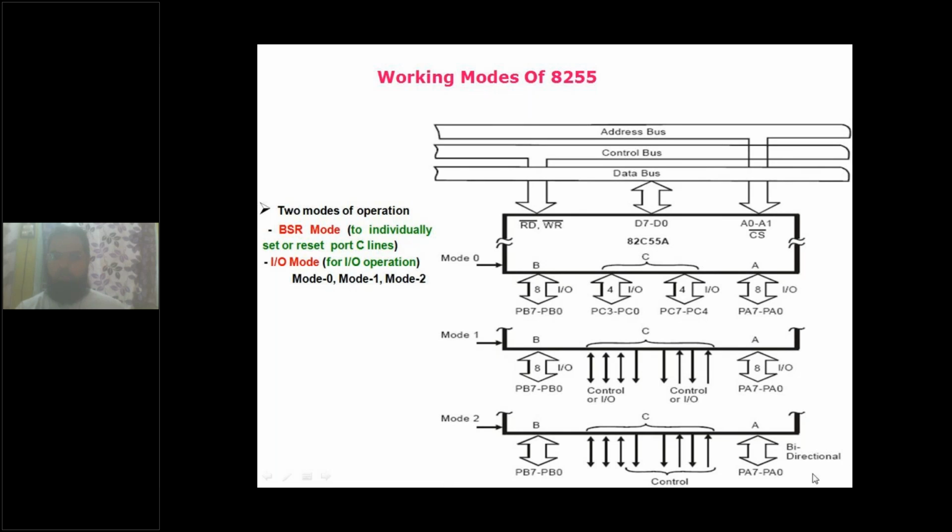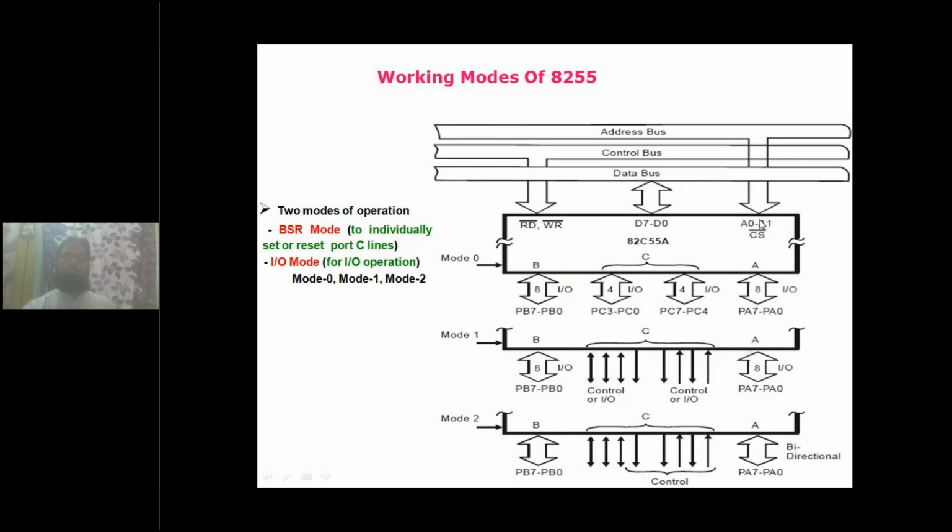In mode 2, port A can be used as a bidirectional port. There is no significance of port B. Here you can see IO, IO, IO, IO, which means they can be used for data transfer. But here port B cannot be used for data transfer. Only port A is used for data transfer, and port A is a bidirectional port. Now port C is used to handle the control signals.